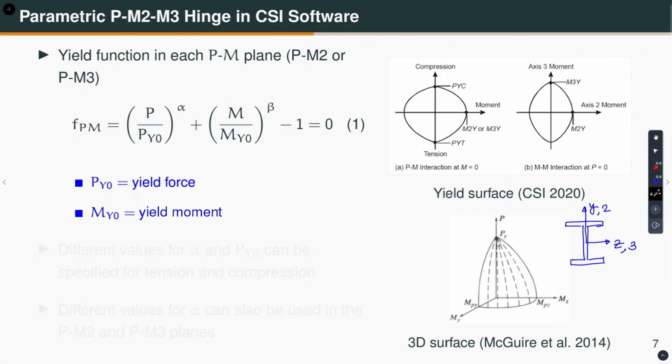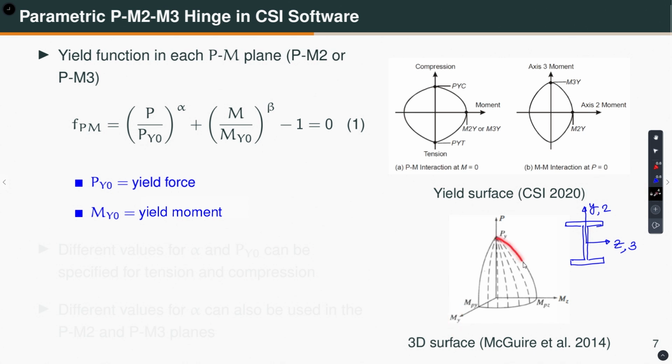Now, this is a surface, as you can see in the first quadrant you have the surface, and similarly you have it in the other quadrants. If you go back to the previous lecture, you will see the complete surface. Now, how is it defined in this computer program, for example, the CSI program? They define the PM yield surface. That means PM means you consider this versus that by taking My equal to 0.